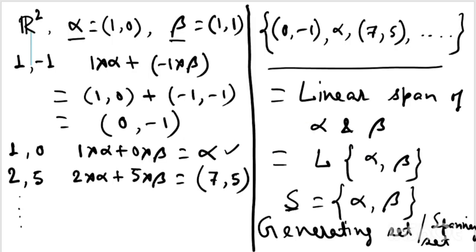Now in the previous example, we have considered two vectors from the two-dimensional space. Here we have considered two vectors, but we can take 3 vectors, 4 vectors, 5 vectors, any number of vectors. And the vectors can be from R3, R4, R5 and so on.